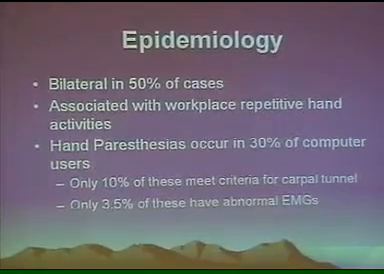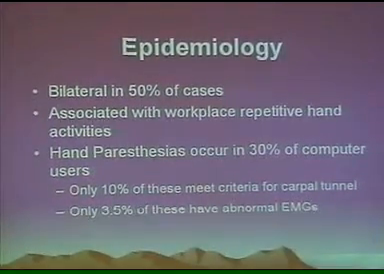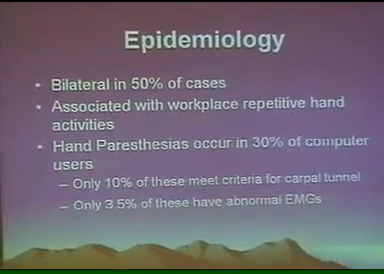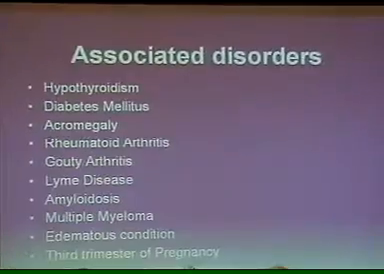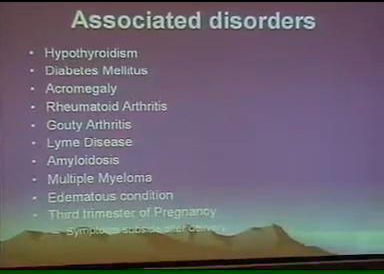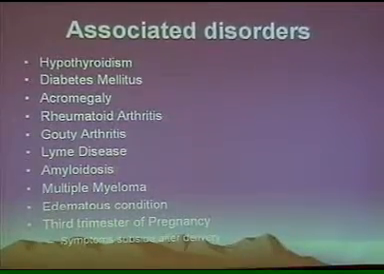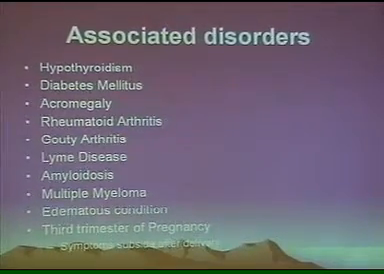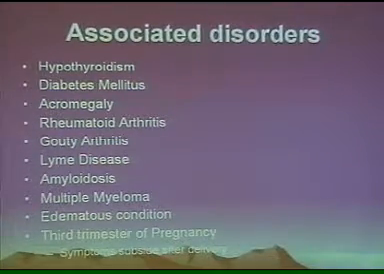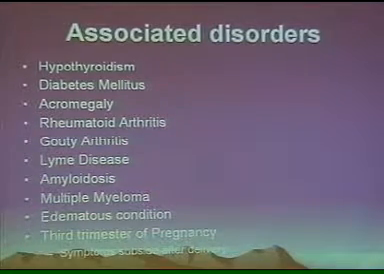Patient complaint of hand paresthesia occurs in 30% of computer users, but only 10% of these meet criteria for carpal tunnel, and only 3.5% of these have abnormal EMGs. As I just mentioned about associated disorders, which we have to rule out with this problem, it's more common in conditions like hypothyroid, diabetes, acromegaly, rheumatoid, gouty, amyloidosis, multiple myeloma, and we do see this condition in the third trimester of pregnancy, but we must reassure the patient that the symptoms would subside after delivery.